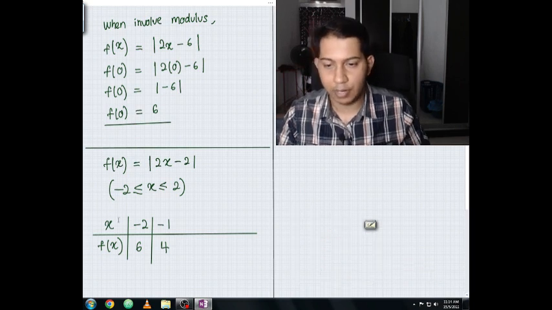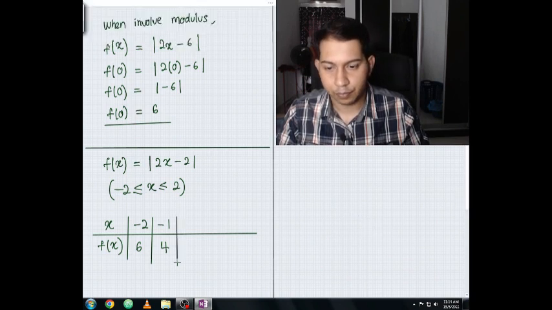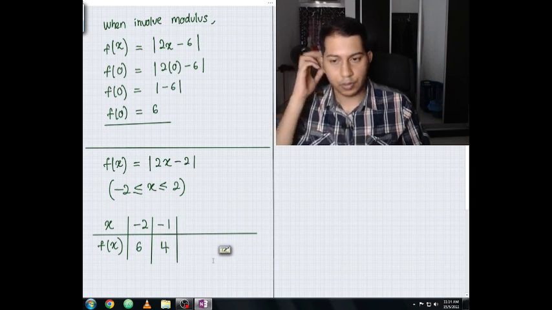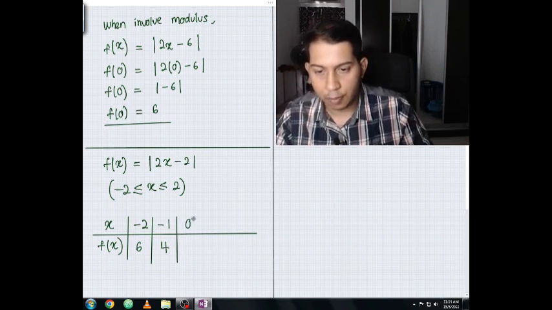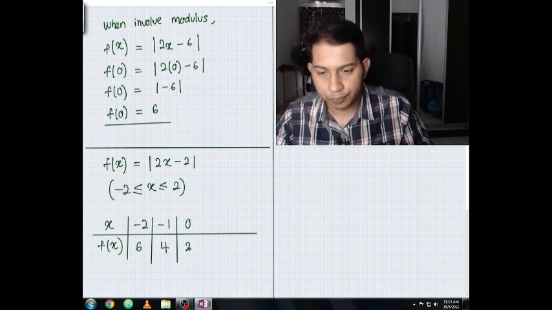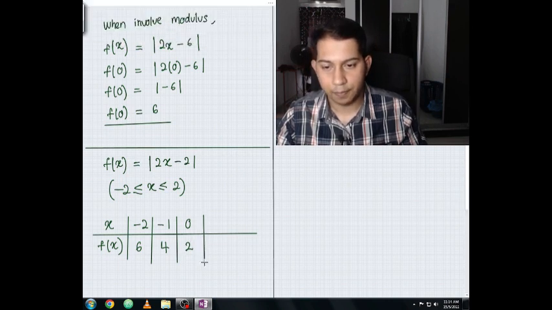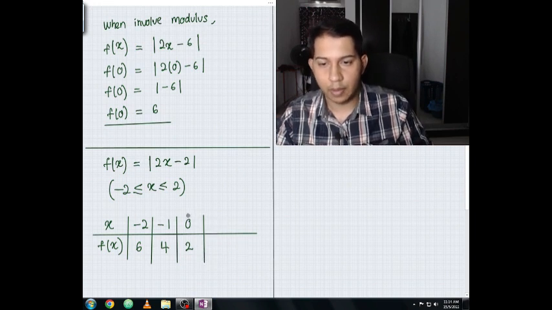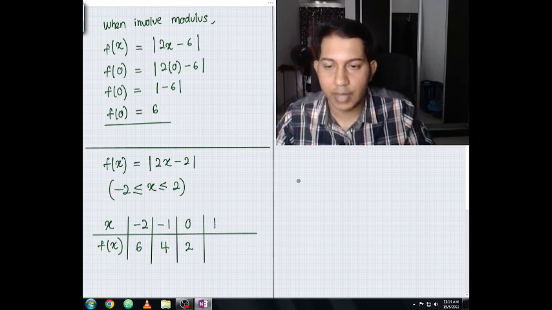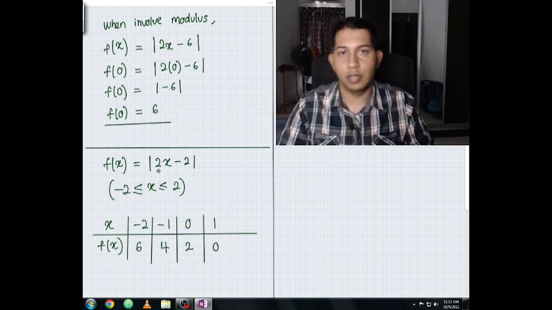Let me draw a vertical line. Proceed with 0. When you substitute x equals 0 into the function here, you get 2. When x is equal to 1, you substitute 1 over here, so technically you get f(x) equal to 0, because 2 times 1 is 2, so 2 minus 2 is 0.